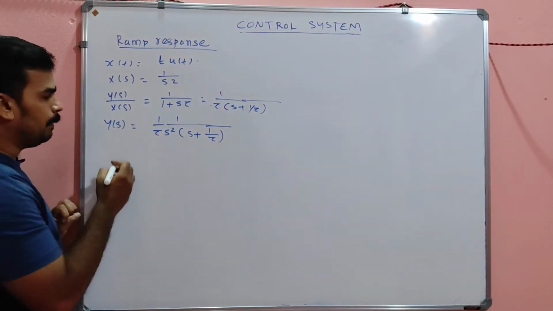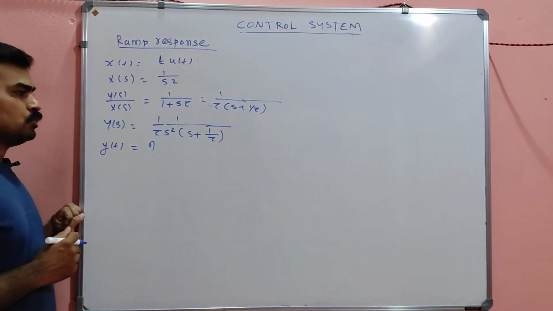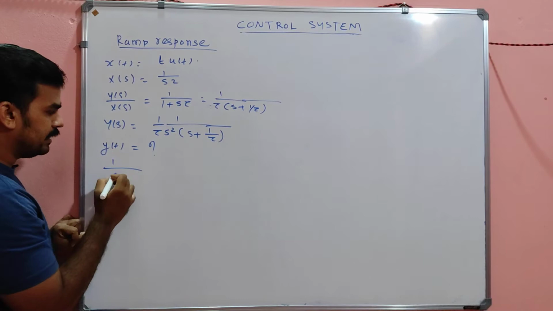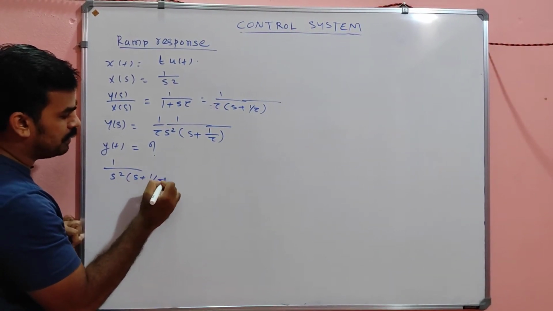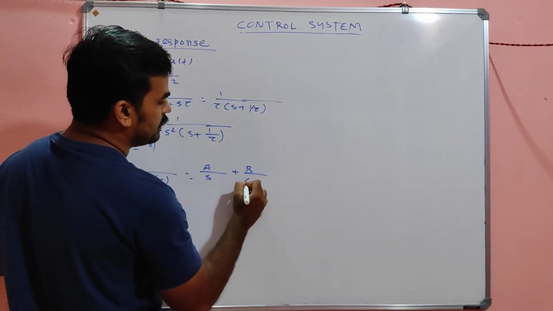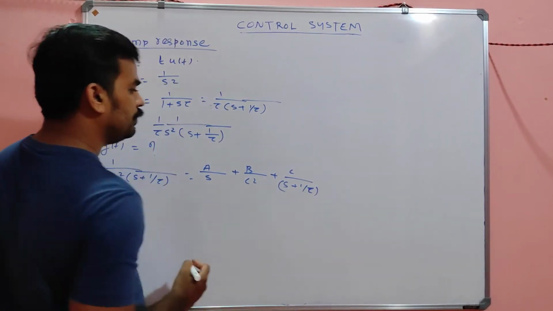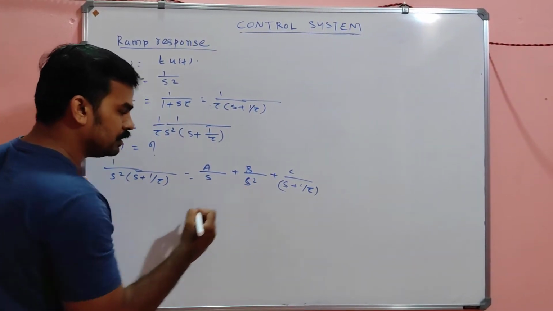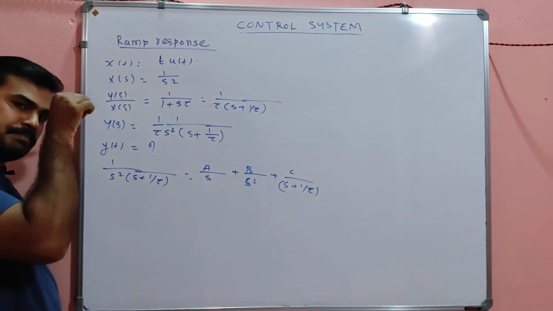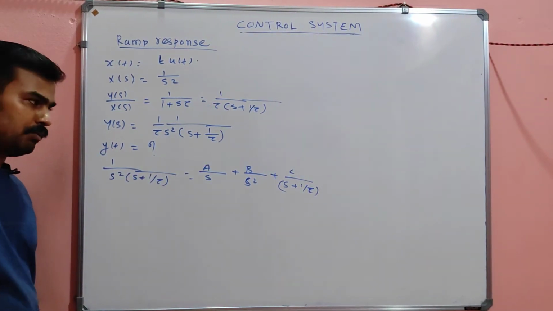So how can we find y of t now? Again we are using the partial fraction technique, my dear. I can write 1 by tau, a constant, outside. So 1 by s square into s plus 1 by tau will be equal to a by s plus b by s square plus c by s plus 1 by tau. This is the partial fraction rule, my dear. Suppose the denominator is s square, then you write a by s plus b by s square, and c by s plus 1 by tau for the other factor.